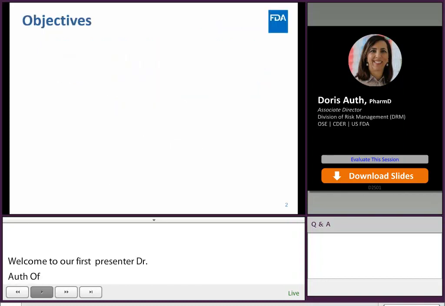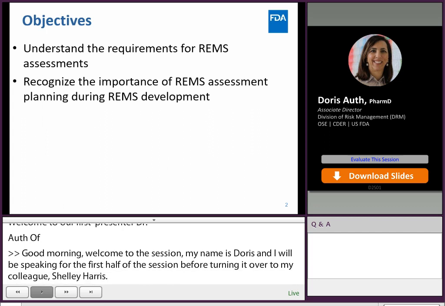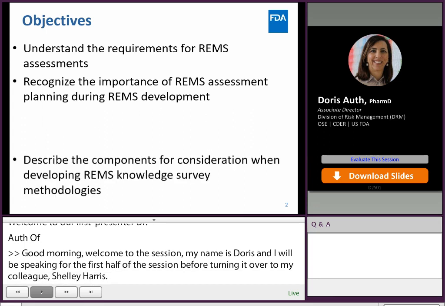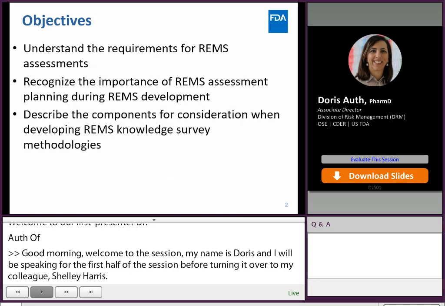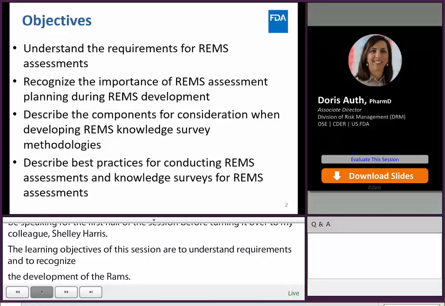The learning objectives of this session are to understand the requirements for REMS assessments, to recognize the importance of planning for REMS assessments during the development of the REMS, to describe considerations for developing methodology for REMS assessment knowledge surveys, and to describe best practices for conducting these surveys and REMS assessments.